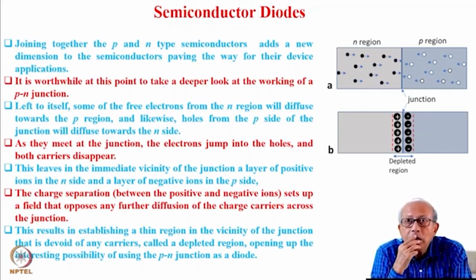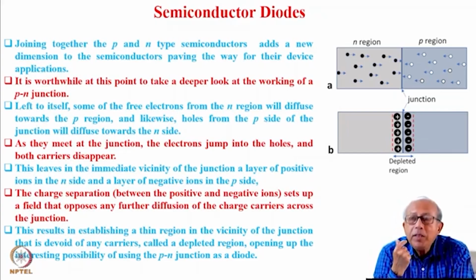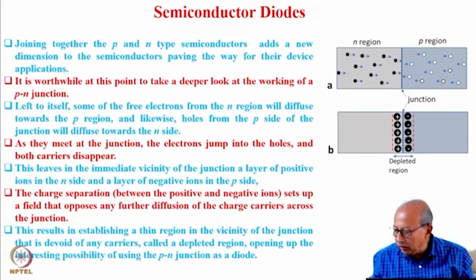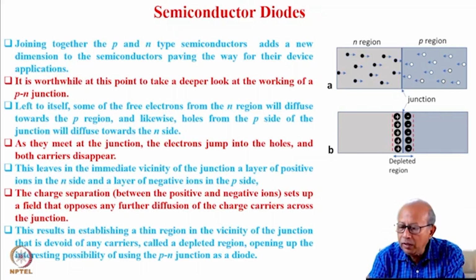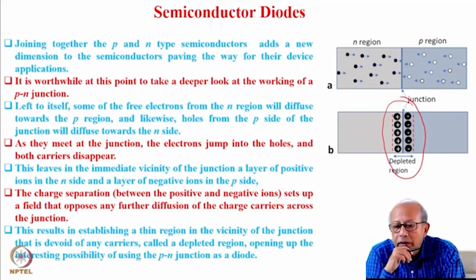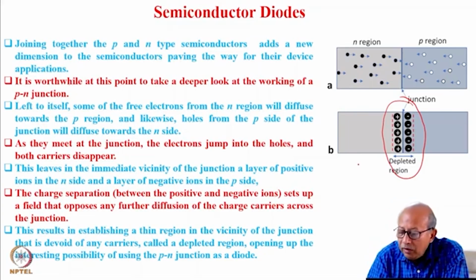And we also have studied what are extrinsic semiconductors, what is an N-type semiconductor, a P-type semiconductor, and we have also seen that when an N-type semiconductor and a P-type semiconductor are joined together, then in the vicinity of the junction, a depleted region is formed. And today we will see how appropriate biasing of this junction allows the performance of this PN junction as a diode.